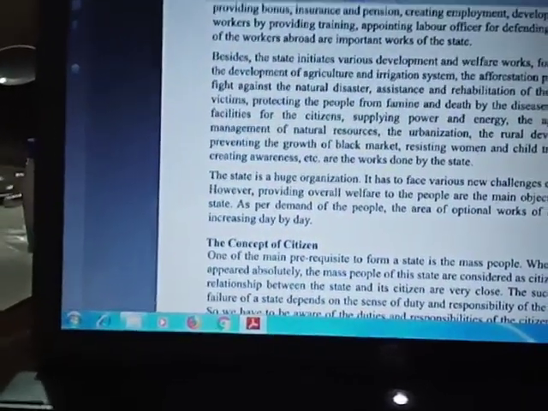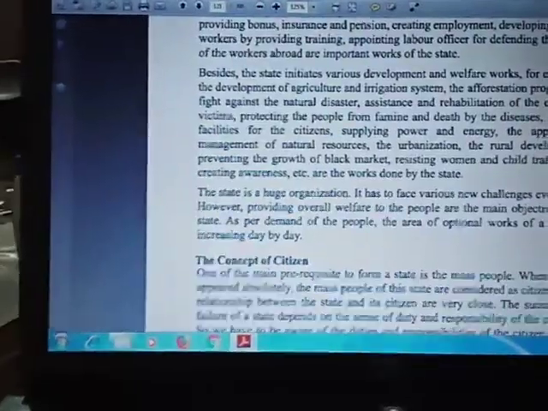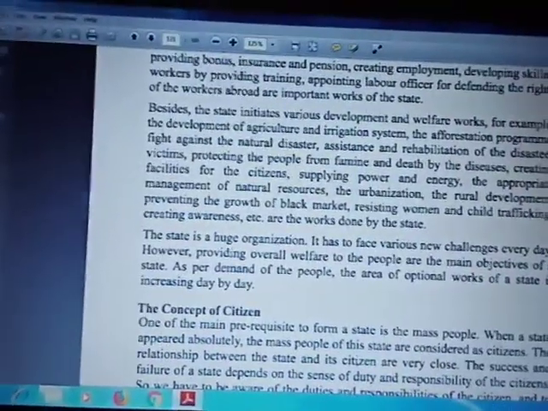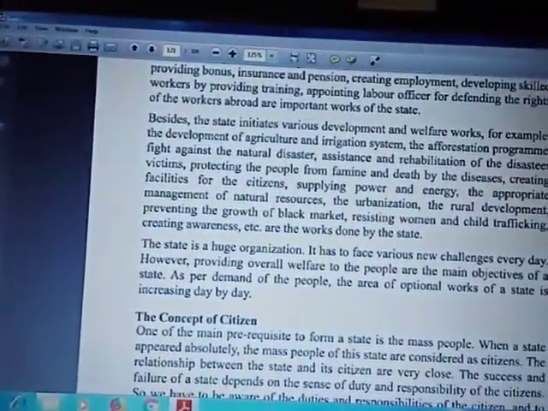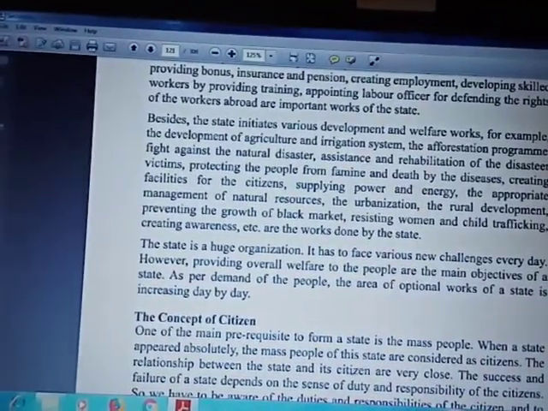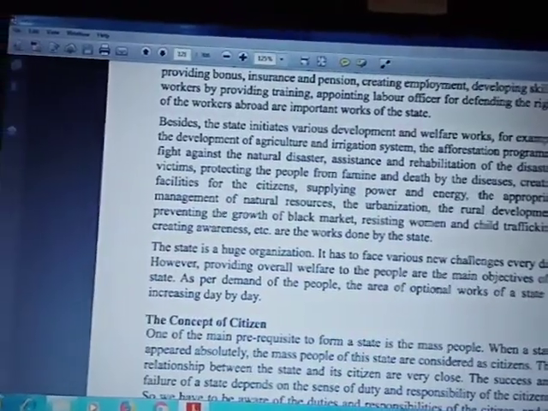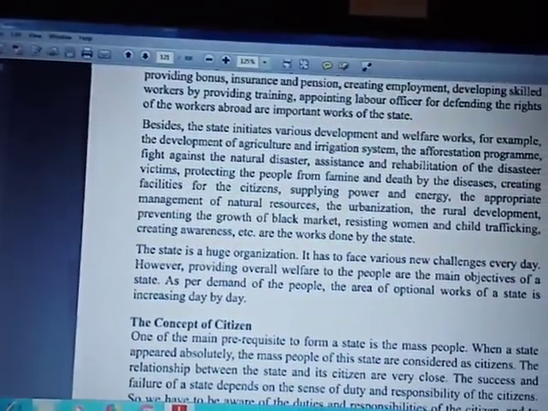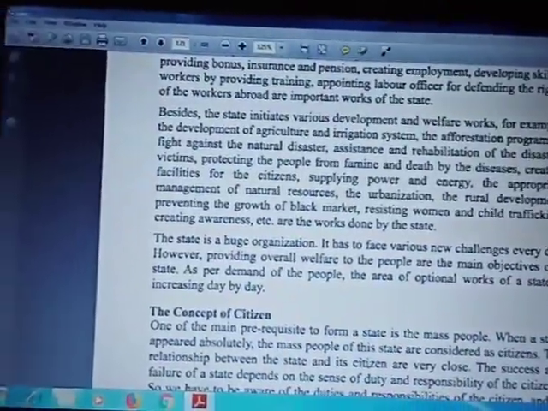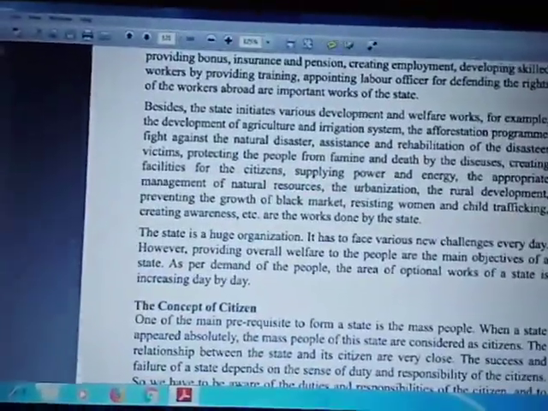rehabilitation programs, women empowerment, and a lot of things they are discussing. The appropriate management of natural resources, urbanization, rural development, preventing the growth of the black market, resisting women and child trafficking, and creating awareness are the works done by the state. These are the optional works, not mandatory works.